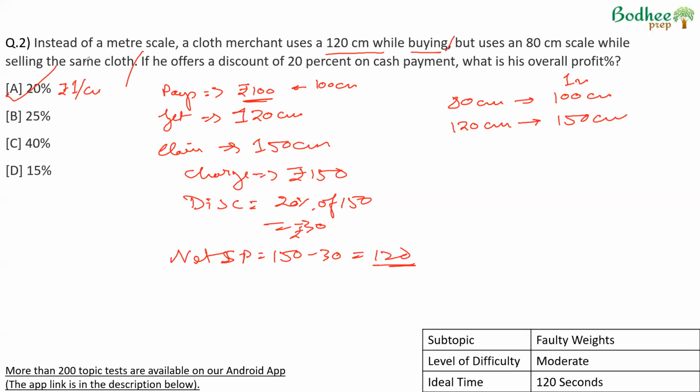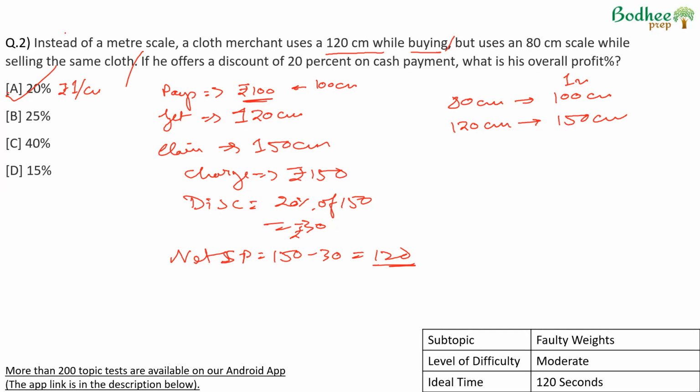Again, faulty weights based question. If you understand the concept, maybe a moderate level, and because of the numbers used, 20% increase in one case, 25% decrease in one case, overall 50% increase, and then a discount of 20% gives us 20% profit. The numbers are easy, so the solving time should not be beyond 2 minutes.